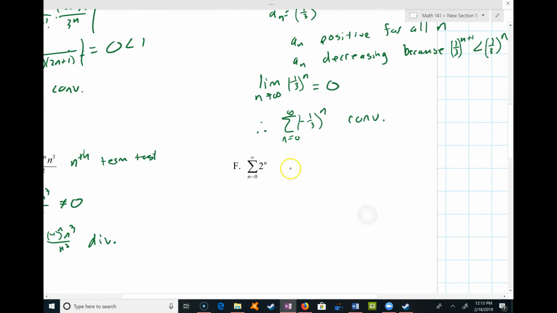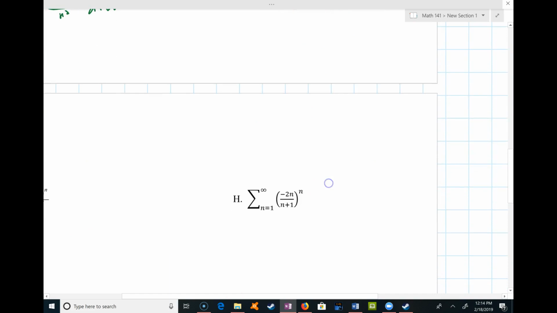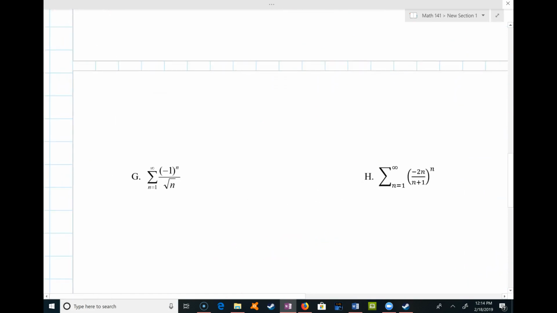This is just a geometric series with r equal to 2, which is greater than 1, therefore it diverges. You could also use the nth term test to prove that it diverges. Pretty straightforward. Okay.